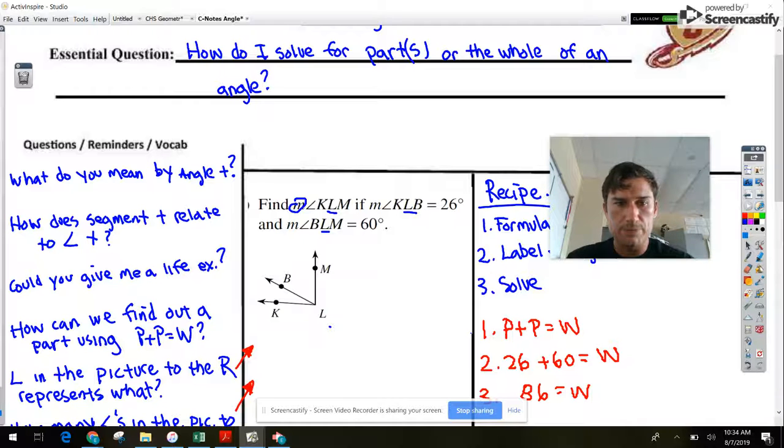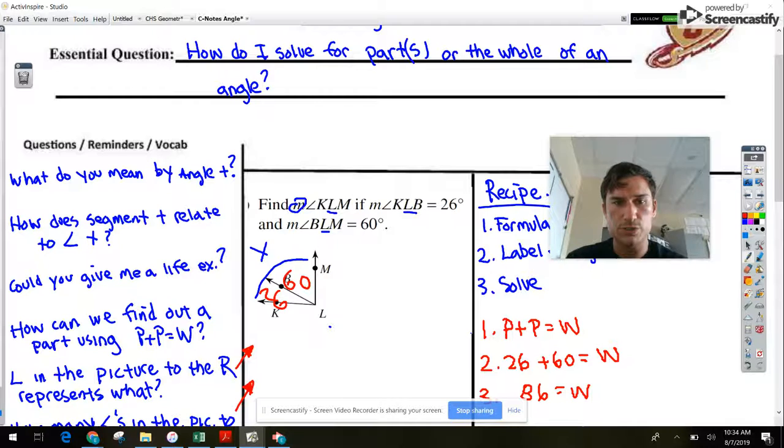So KLM, that would be the entire angle. I totally messed up there. It says find the measure of KLM. Guys, that is my bad. Got to pay attention. So it wants us to find that, so that would be the entire angle. This would be our X. And then KLB is 26 degrees, and then BLM is 60.